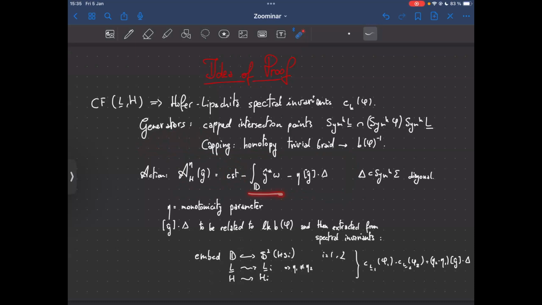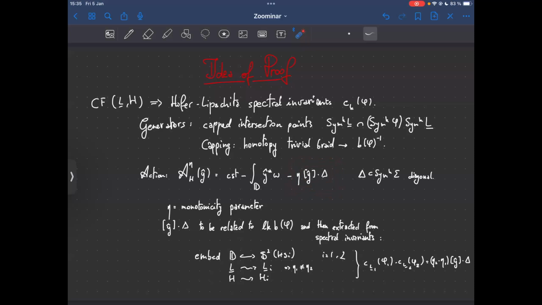That's the integral of a symplectic form. The symplectic form is the quotient, the symplectic form to the quotient. And then there is a third element, which is what we really care about. So eta here is a monotonicity parameter associated to underline L, and this multiplies an intersection product between the capping and the diagonal. So it is this third element that lets us extract the low-dimensional topological information.